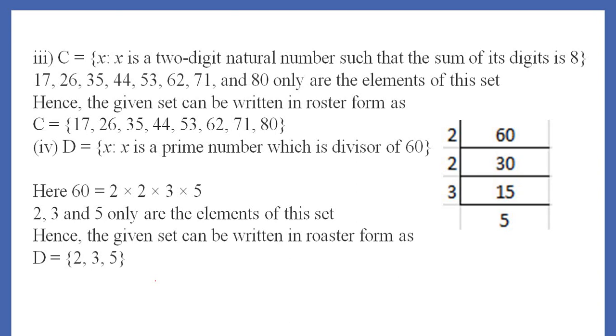the set D containing those elements x such that x is a prime number and which is a divisor of 60. That means you have to find out the prime divisors of 60. So for that you have to factorize 60 into prime factors. So firstly let us divide 60 by 2. 2 is a prime number. After dividing 60 by 2 we are getting 30.